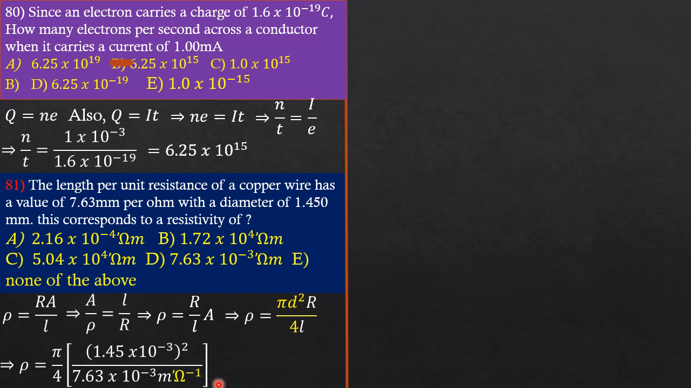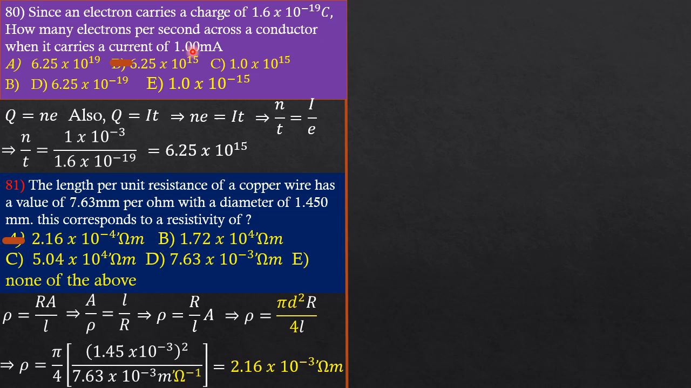So guys, if you plug that into your calculator and punch, you're going to have an answer of 2.16 times 10 raised to the power negative 3 ohm meters. Great. So guys, which option is correct? Great, option A. So we can click on option A as the correct answer. All right. So guys, let's look at the next question.